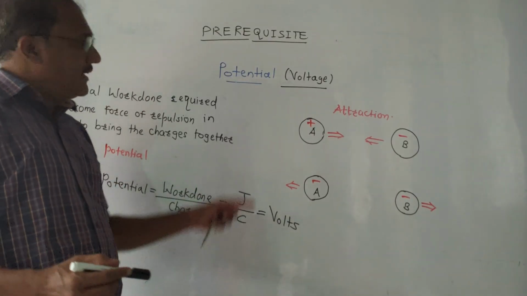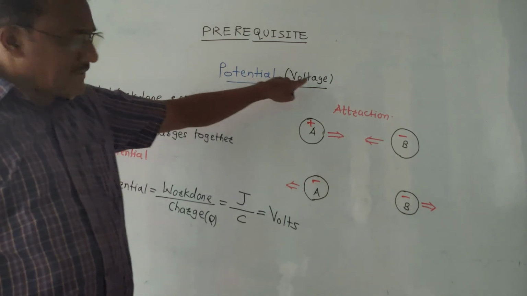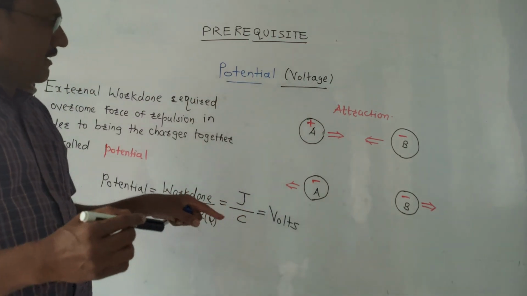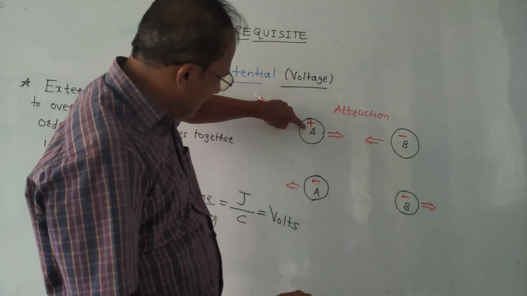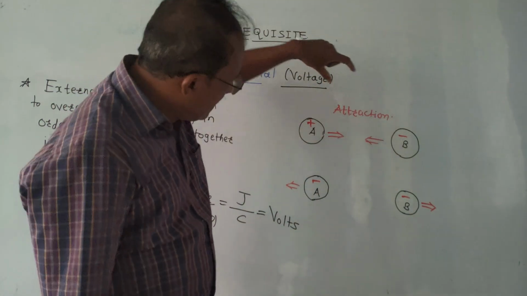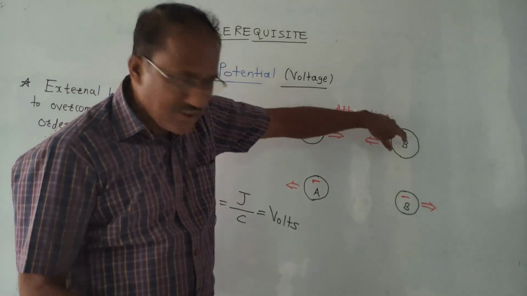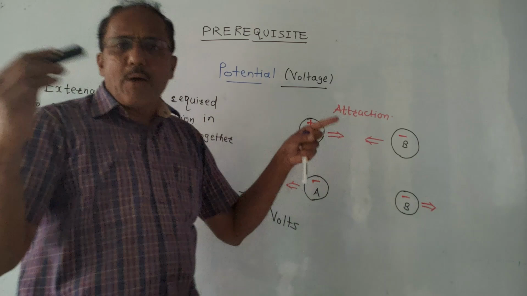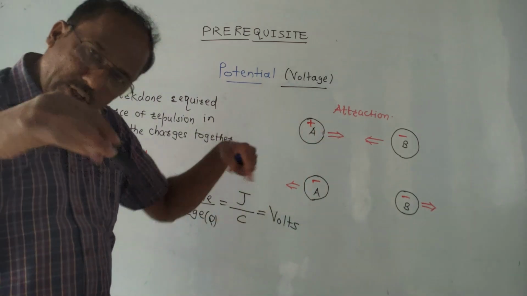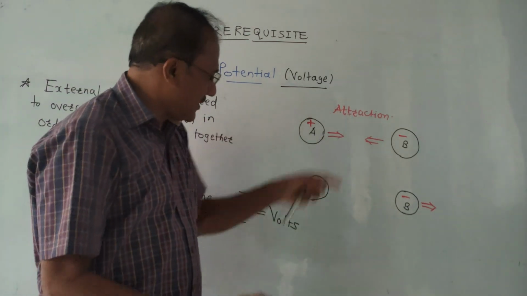Next is the concept of potential or voltage. Everyone knows this well-known phenomenon. We are considering two charges, charge A and charge B. We are considering charge A positive, charge B negative. That means these two charges have opposite polarity. If the polarity is opposite, there is a force of attraction.